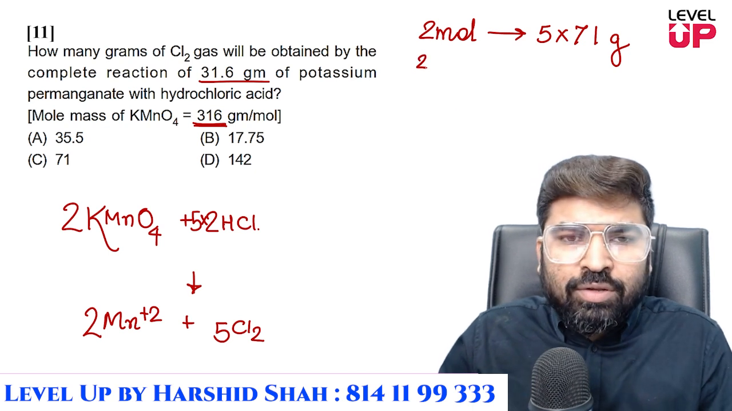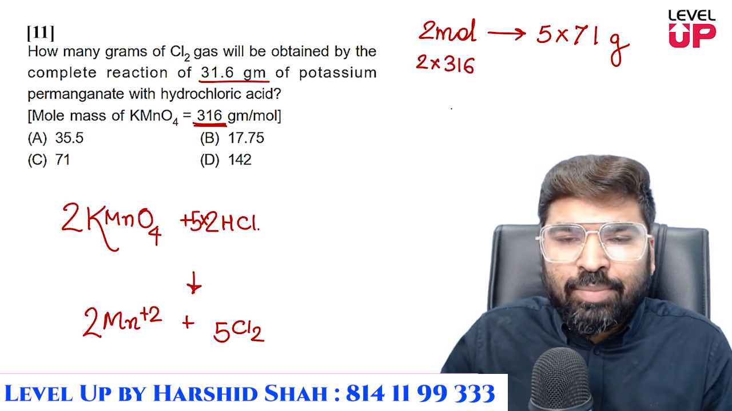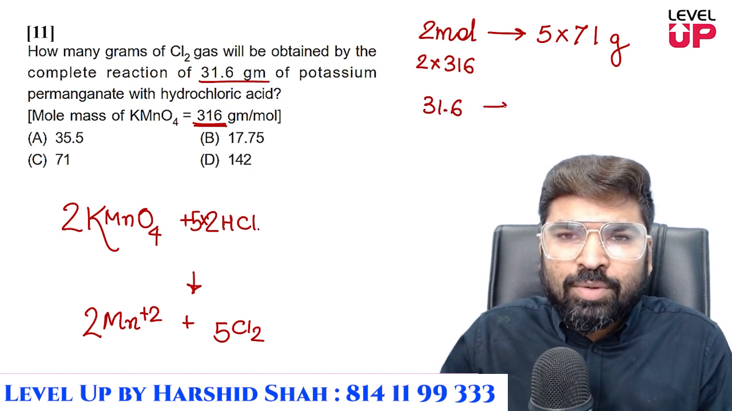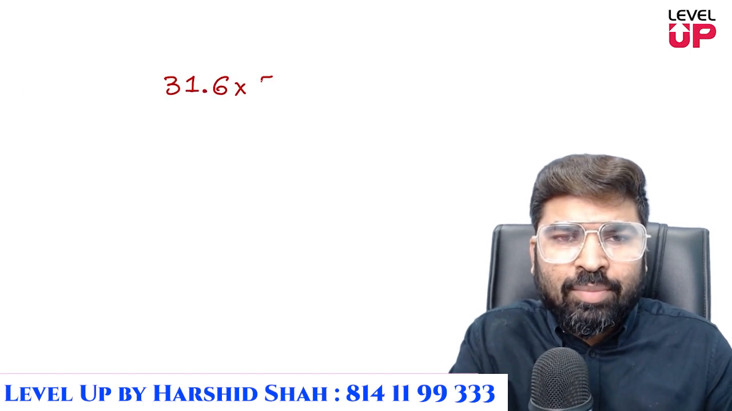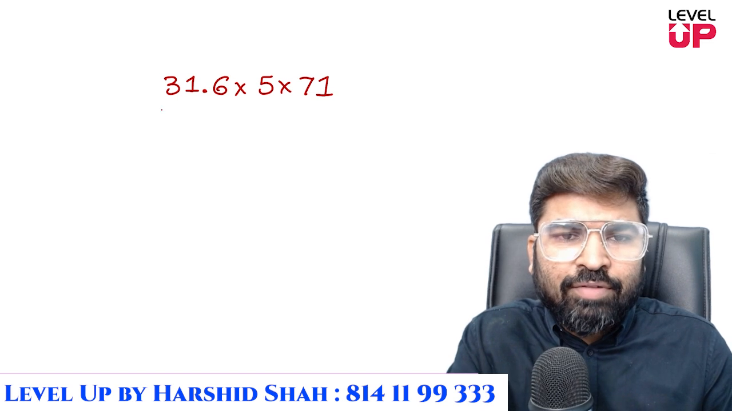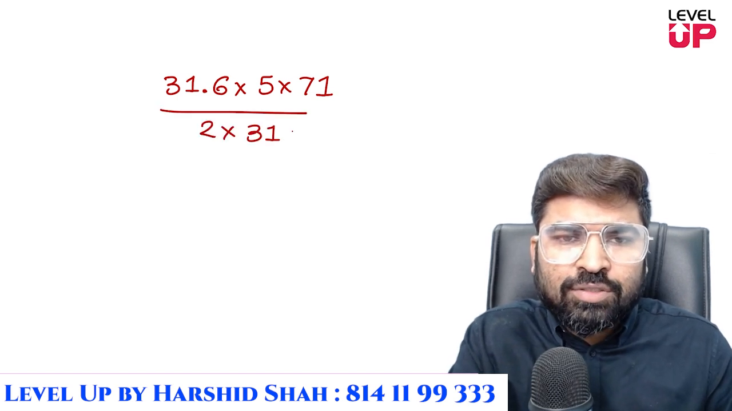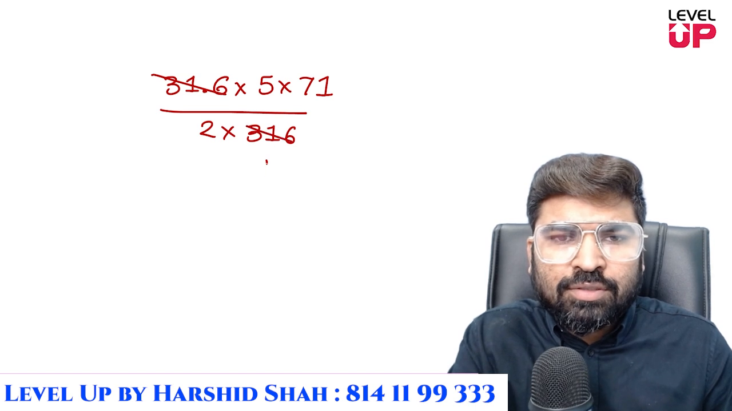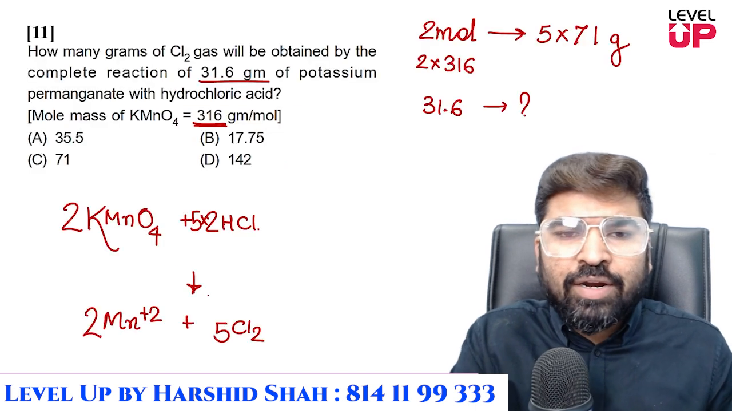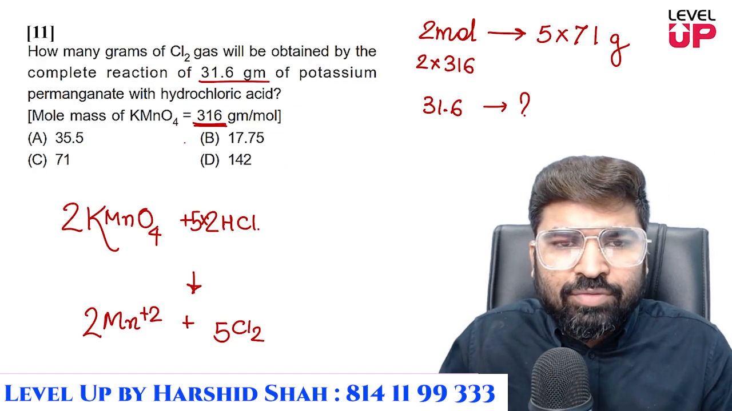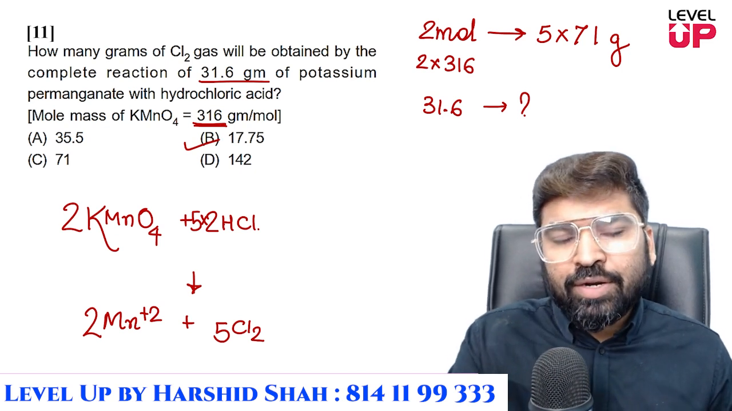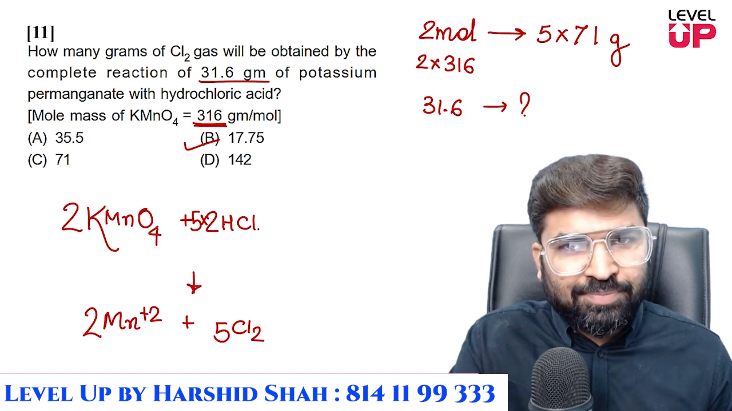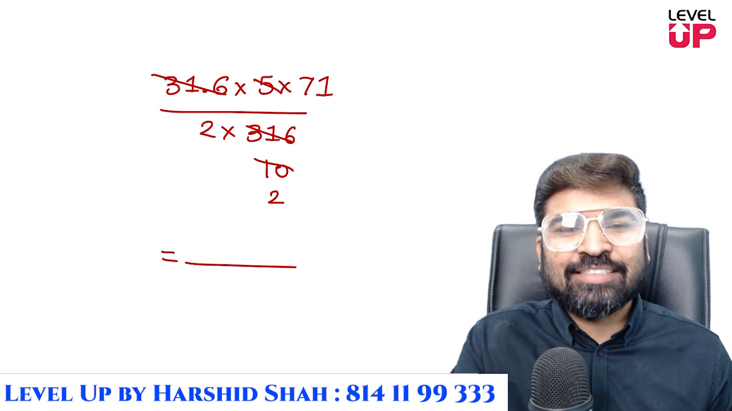So 2 is 316 multiplied by 2. So for 31.6, how much quantity will be there? So it is 31.6 multiplied by 5 multiplied by 71 divided by 2 and 316. So this is going to be 10, right? 5 2s are 10, right? So it is 35.5 divided by 2. It is going to be 17.75. Option B will be your answer, right? It's the best way to do this, right? You have to balance according to redox reaction in acidic medium, right?